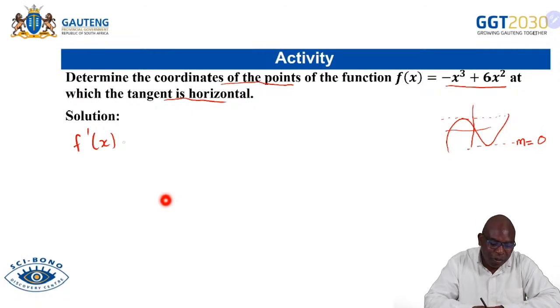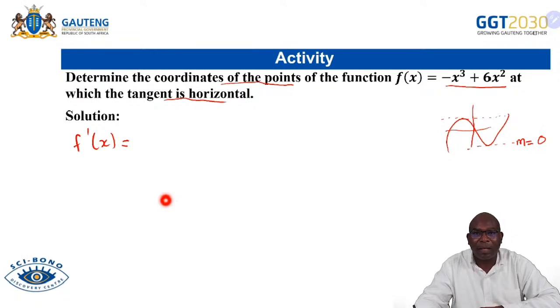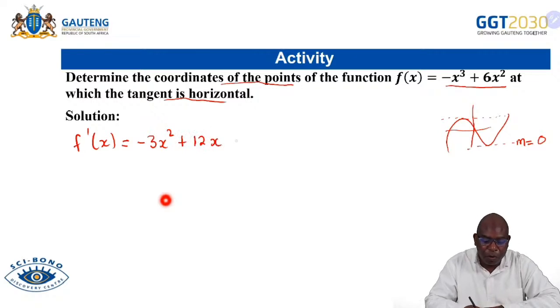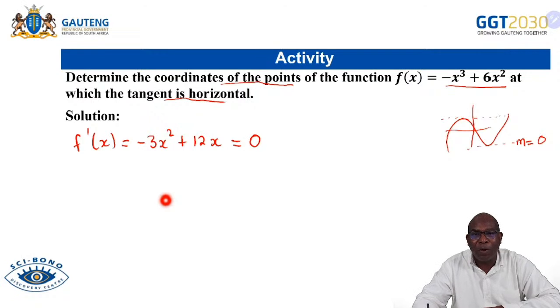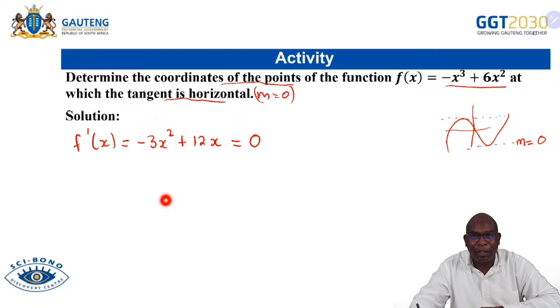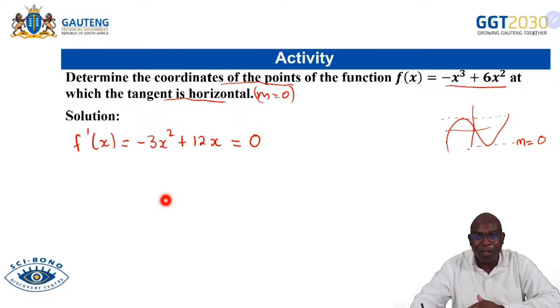So meaning that I'm going to get the gradient, which is the derivative of minus 3x squared plus 12x. Then I'm going to equate it to 0. Why am I equating to 0? Because the gradient of the horizontal line will be equal to 0. All gradients of horizontal lines are equal to 0. The gradients of vertical lines are undefined.